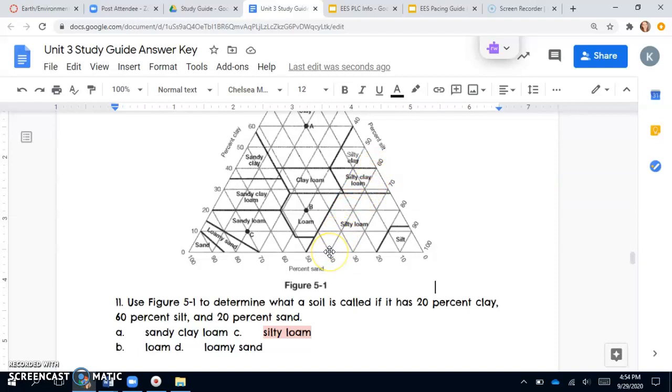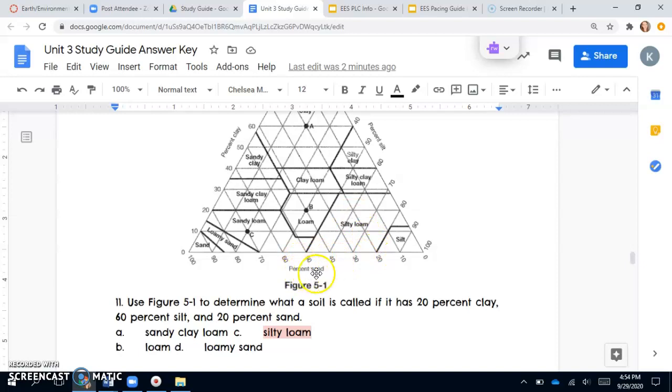So remember, we're trying to find where these 3 lines intersect. So we had 20% clay, and we had 60% silt. So right now they're coming together right here, but we have to find our final component, which is sand. Sand is the largest particle, and this particular one is 20% sand.